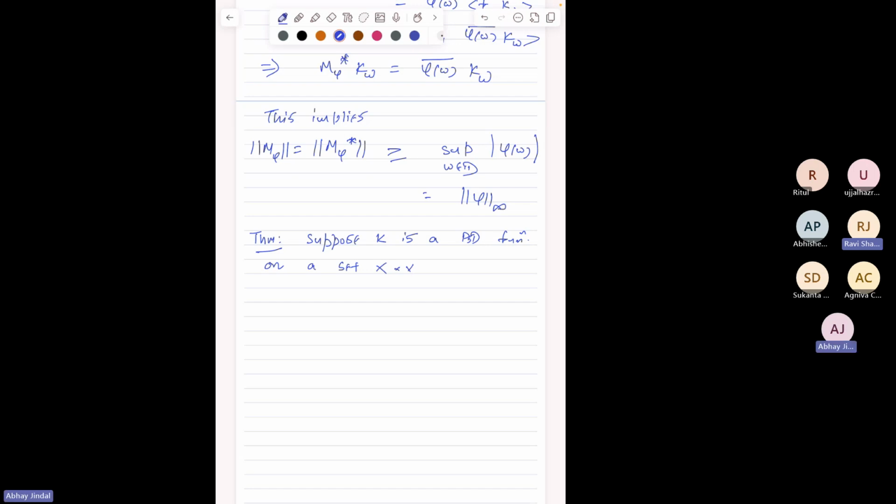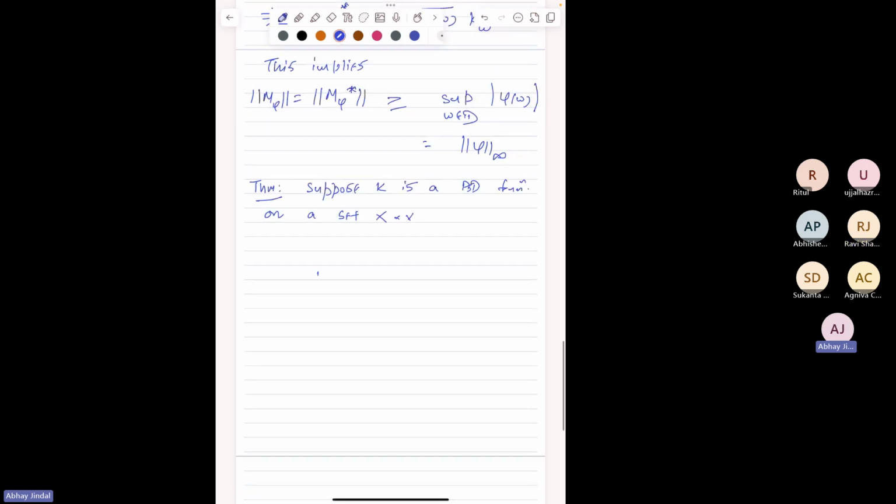No, you will not get equality, because M phi of f is phi times f, right? Okay, just a minute. Let me write down what you are saying. So you are saying that M phi of f is phi times f. Now if you take the norm on both sides, it will be less than or equal to the sup norm of phi times the norm of f. How?